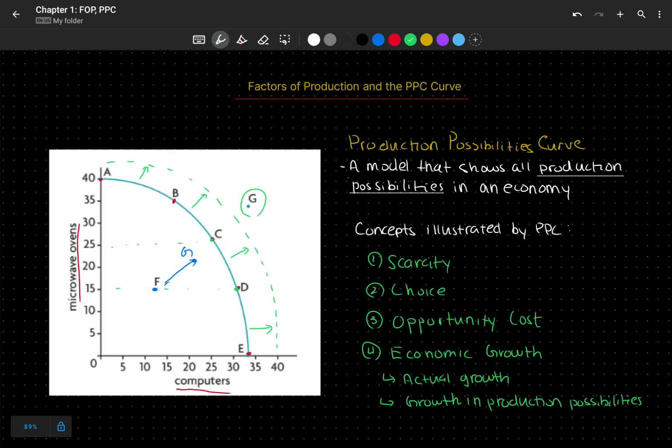Like, for example, if we found more land, if we had an increase in our quantity of resources, our PPC curve would increase. There would be growth in production possibilities. But if we do not effectively do anything with that extra land, if we do not make use of those extra resources, we're not actually going to move anywhere. We're not going to have any actual growth. We'll just stay at point F.